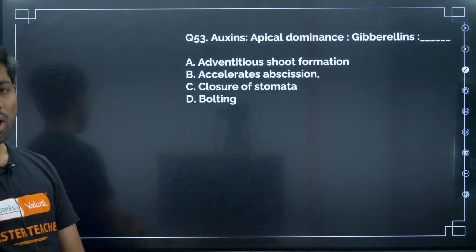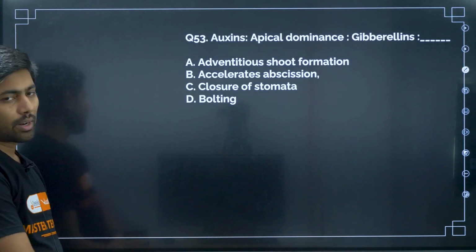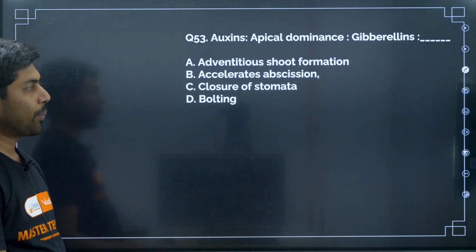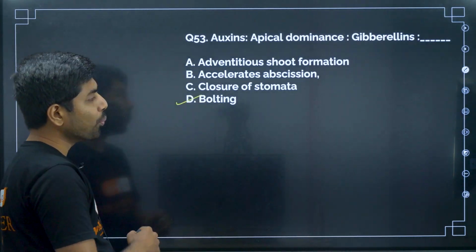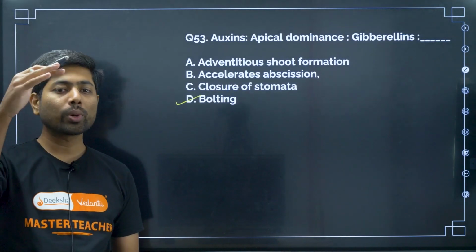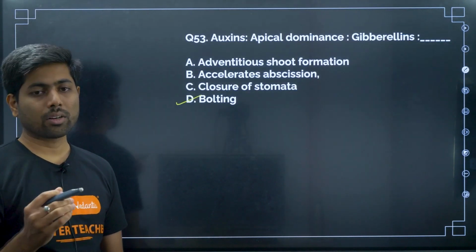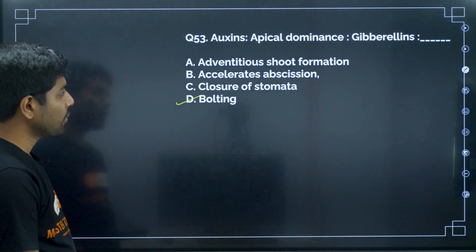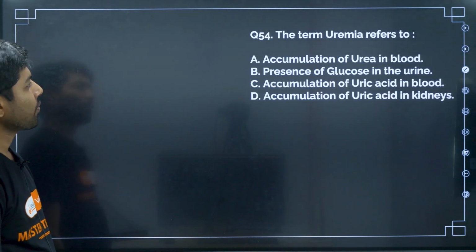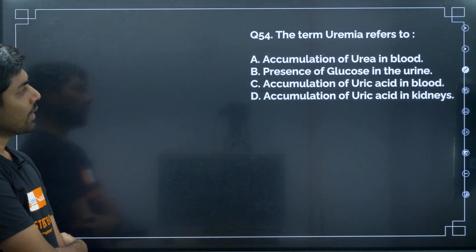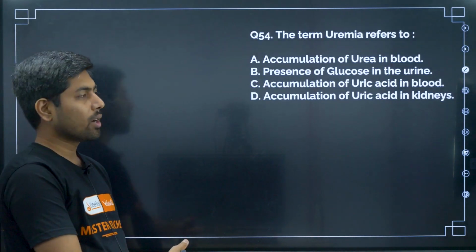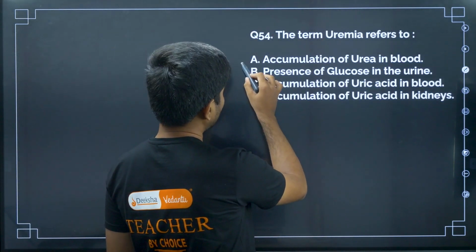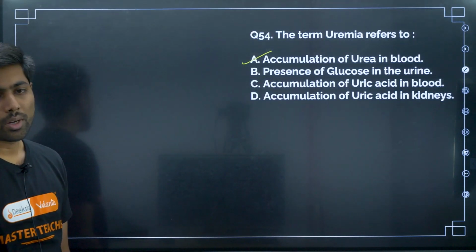Very simple question. Auxins will show apical dominance. It produces apical dominance. Gibberellin will produce what? Gibberellin will produce bolting. Shoot elongation before flowering is an important character of gibberellic acids or gibberellins. Now 54, the term uremia. Uremia is what? Accumulation of urea in the blood. Do we have it in the options? The first option itself is uremia.